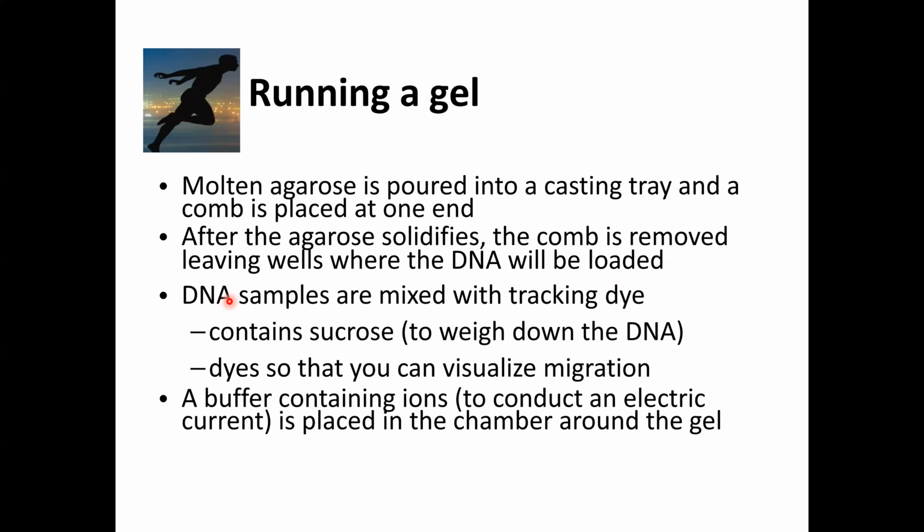Usually your DNA samples are mixed with the tracking dye, which contains sucrose, and the dye lets you visualize the migration, because after this you have to scan the gel under UV light and take a picture. So this dye helps you visualize if there is migration. The purpose of the sucrose is to weigh down your DNA. After this, a buffer containing ions to conduct electric current is placed in the chamber around the gel.